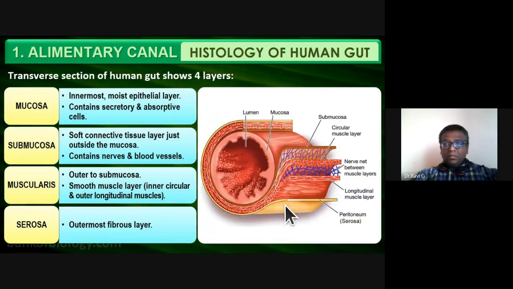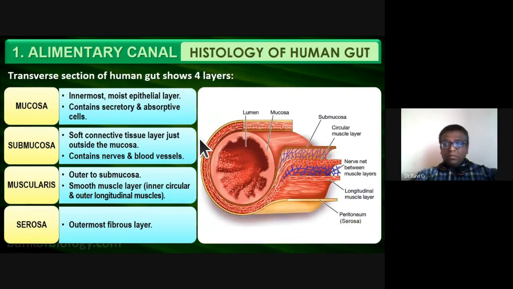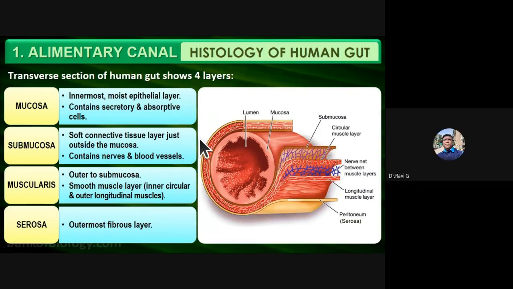And serosa is the outermost fibrous layer of the human gut. Throughout the alimentary canal, you can find these common features. The serosa is also called the peritoneum. So the serosa is the outermost fibrous layer of the gut. A transverse section of the human gut shows four layers.